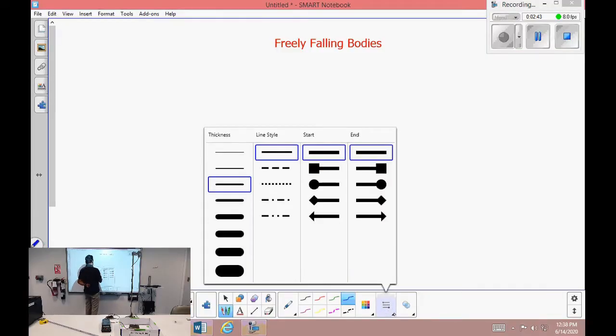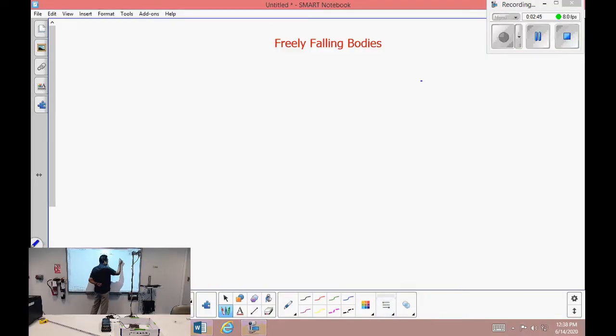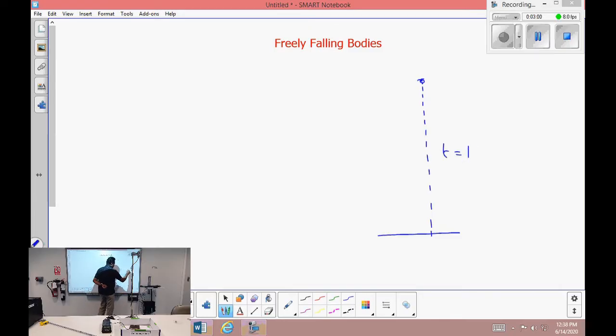Setup: if I drop an object from this point, and here I place the stopwatch, and here I place another switch. That means if I drop this, I can easily get the time for this object to fall all the way down here. That means the time of fall is known. And also we know the initial velocity because I said I'm going to drop it. And of course, it's a case of free fall.